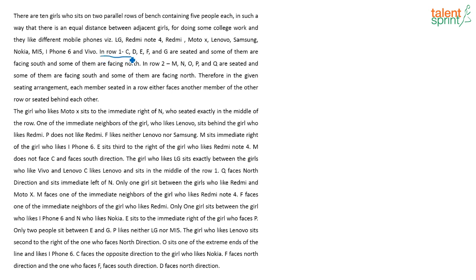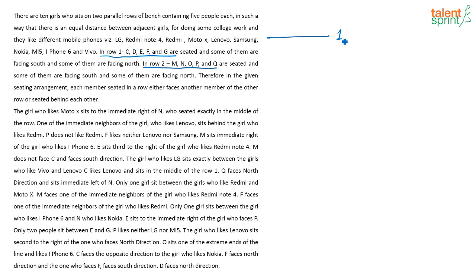In row 1, C, D, E, F, G are seated, and some of them are facing south, some of them are facing north. In row 2, M, N, O, P, Q are seated, and some of them are facing south, some of them are facing north. Therefore, in the given seating arrangement, each member seated in a row either faces another member or sits behind another member. So in row 1 you have C, D, E, F, G. In row 2 you have M, N, O, Q, P.